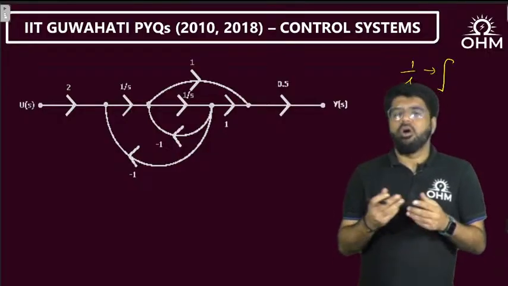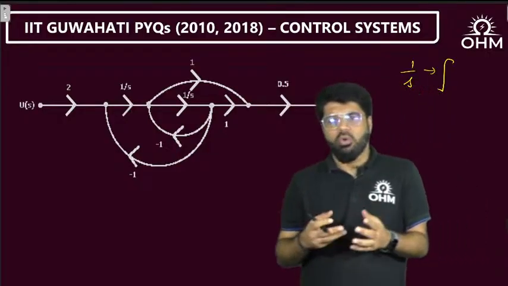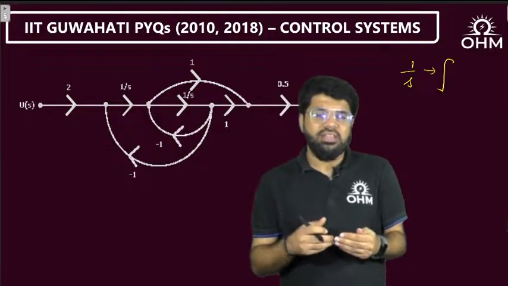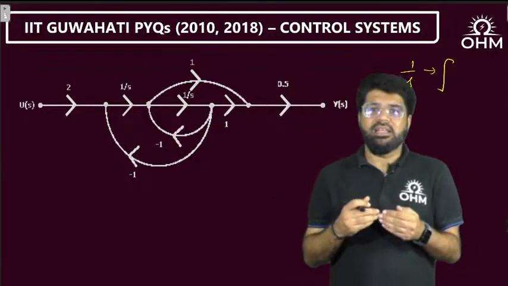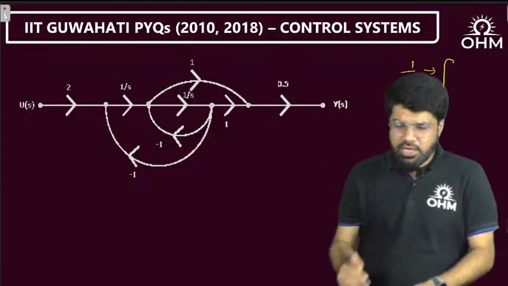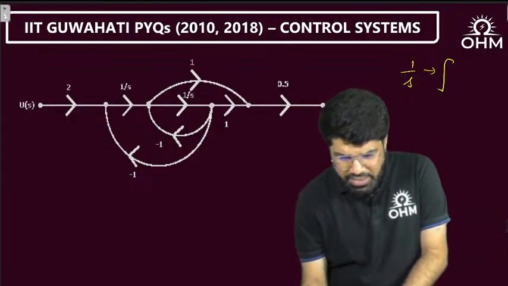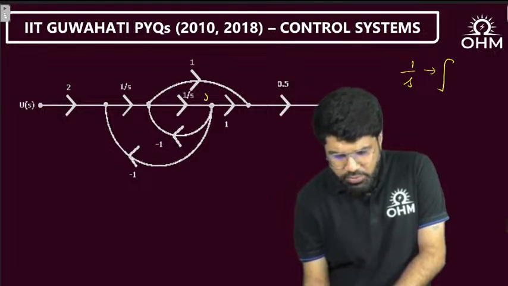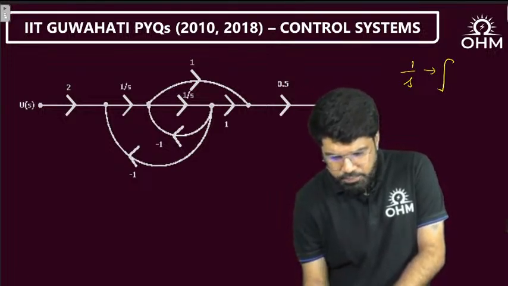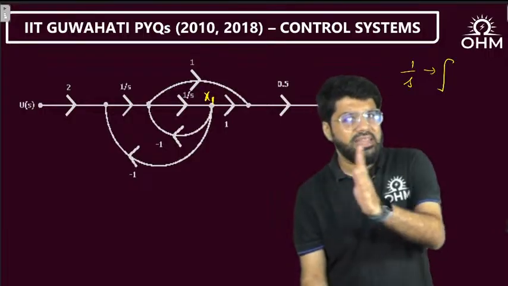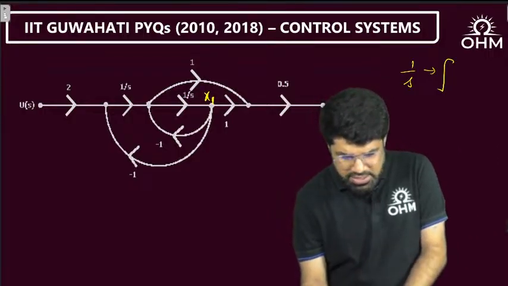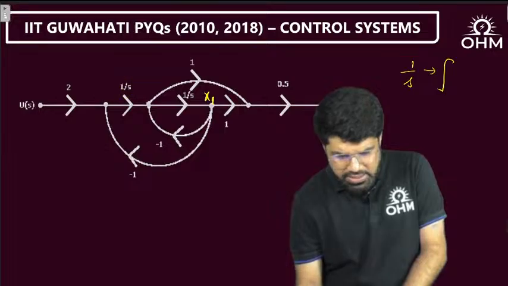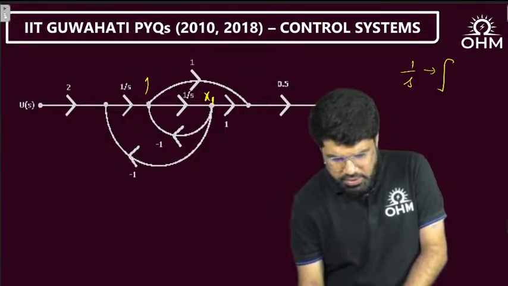As a normal convention, it's a convention, not a theorem or rule, the state variables are assigned from right to left. So if I go from right to left, this is 1 by s, my first integrator, and I will name this output as state variable x1. Then you go towards the left, this is another integrator, and this output will be x2.